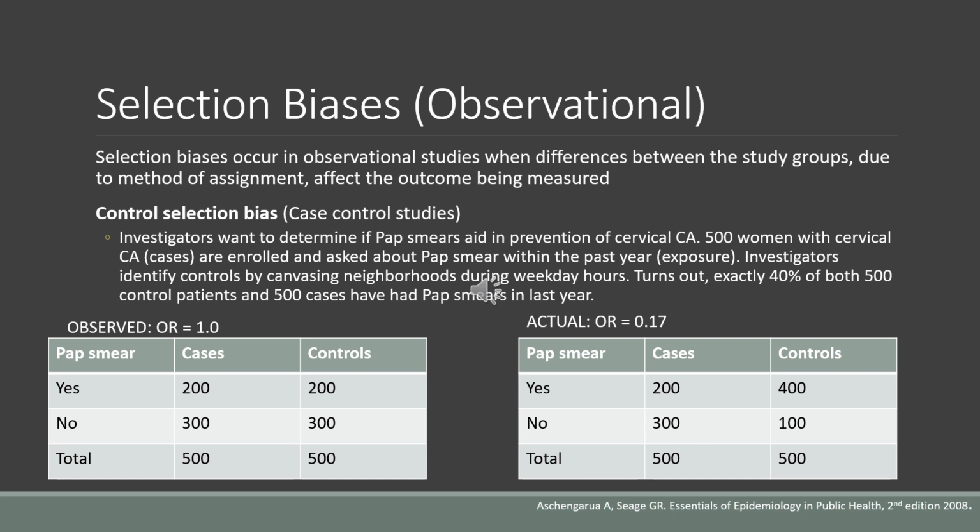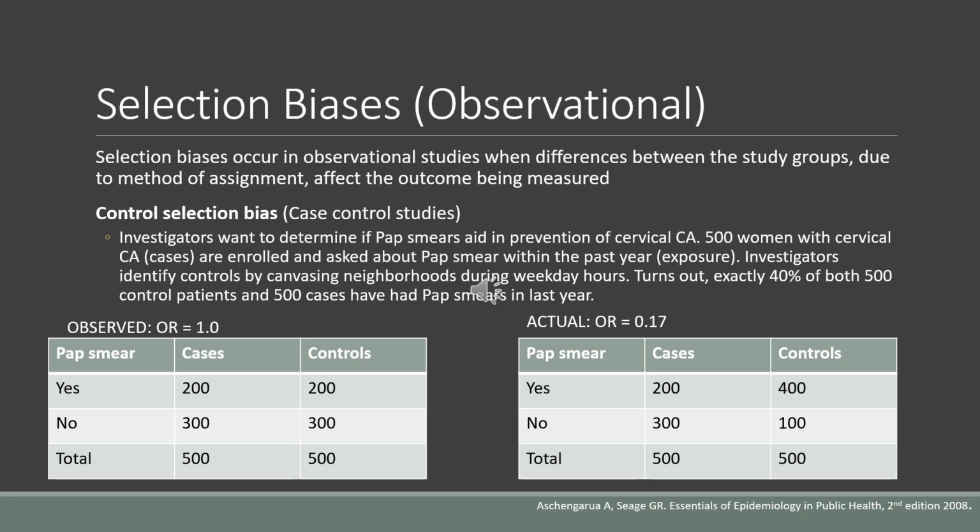However, there was bias in the way that you selected your controls. It turns out that if you canvass neighborhoods during weekday hours, you will preferentially select patients who are unemployed, lack health insurance, and don't regularly seek medical care.